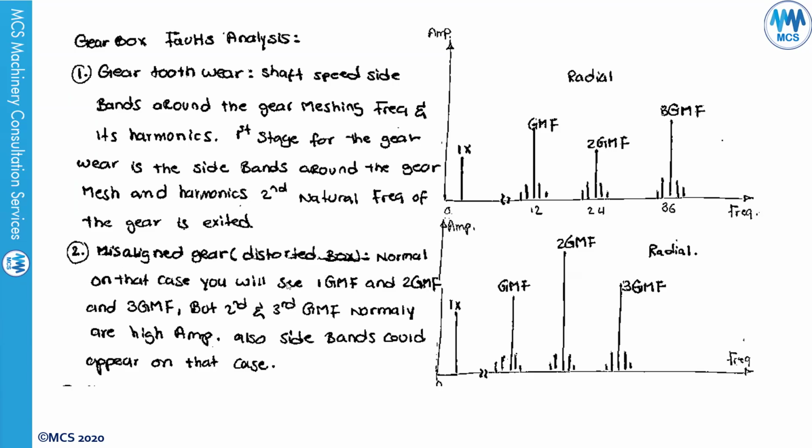With misaligned gears, you will see the gear meshing frequency with the highest vibration at the second gear meshing frequency. So with tooth wear, you will see the first and third. With the misaligned gear, you'll see higher vibration in the second gear meshing frequency. And the gear meshing frequency is the number of teeth of the gear multiplied by the running speed, of course.